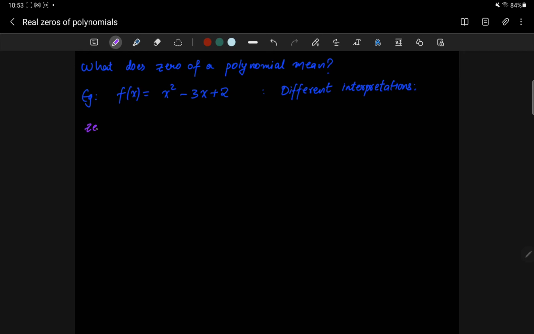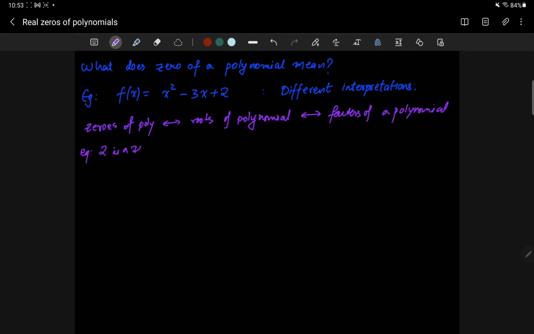So first of all, in terms of language, zeros of a polynomial can also be referred to as roots of a polynomial, and they are closely tied with the factors of a polynomial. How is that? For example, if 2 is a zero, then we also say that 2 is a root, and we also say that x minus 2 is a factor.